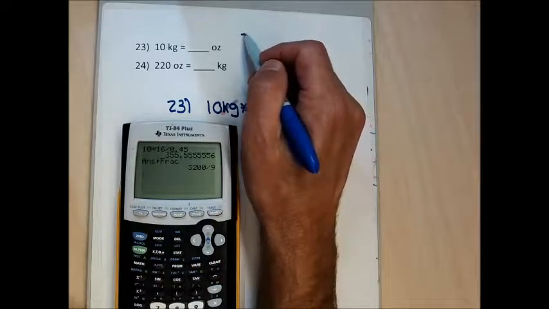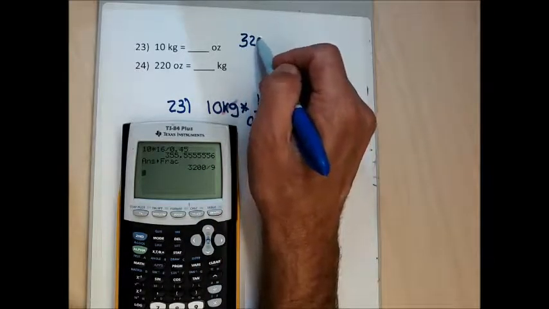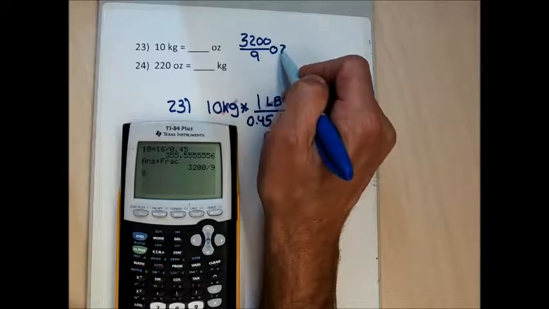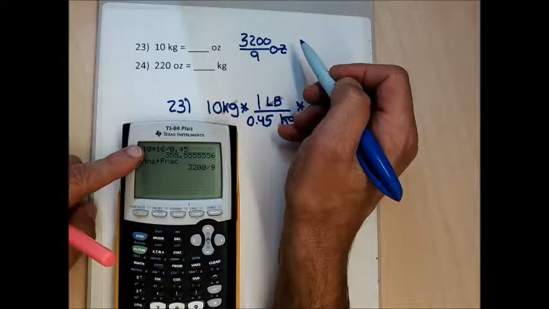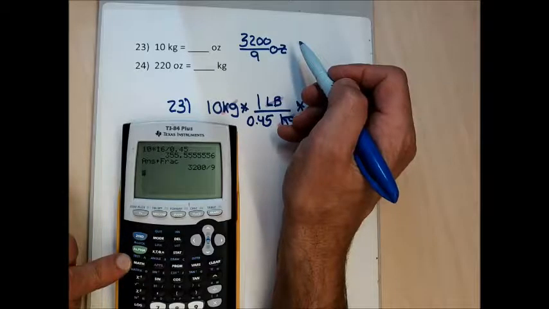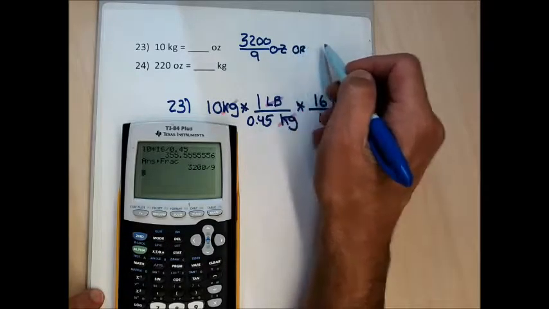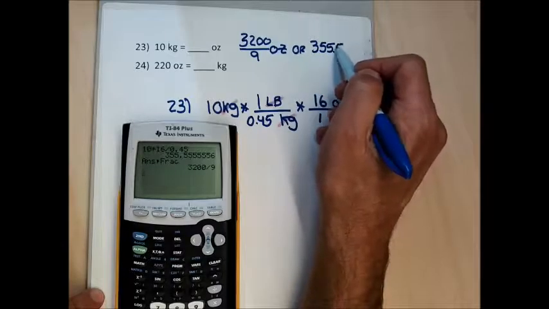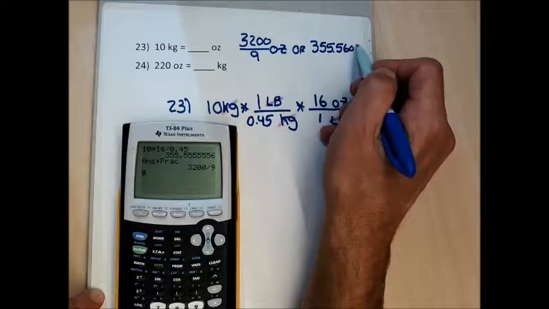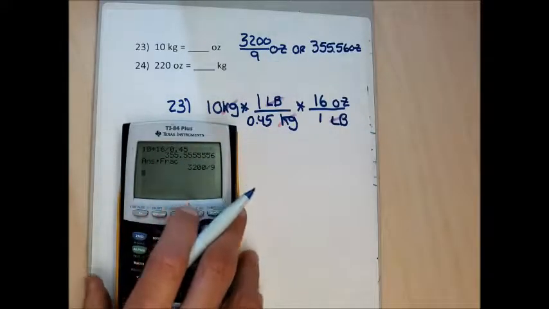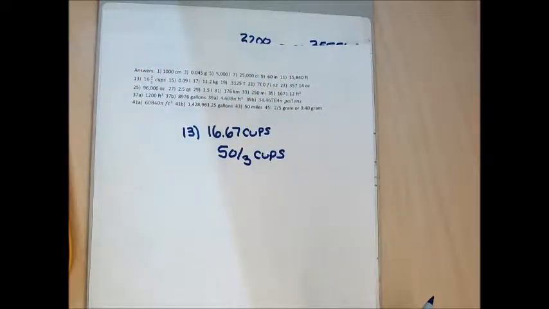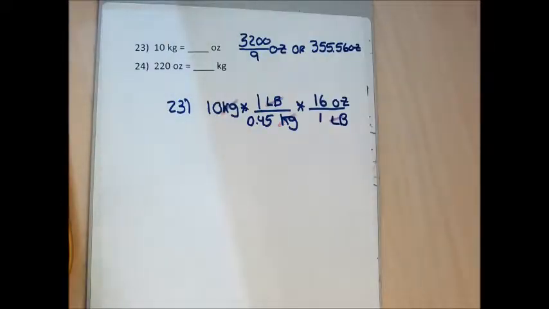So for 23, I can live with 3,200 over 9 ounces if you just change the decimal into a fraction by hitting math and then enter twice. Or I'm always going to live with rounding to 2 decimals, and this rounded to 2 decimals is 355.56 ounces. If we look at my key, my work has 357.14 ounces. And let me try to make sure I haven't made a mistake.